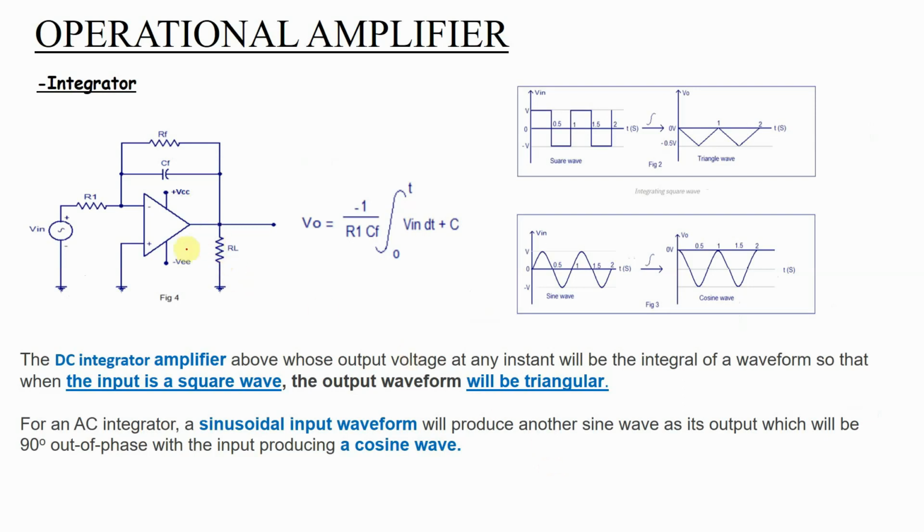Now, since this is an integrator, if our input is a square wave, our expected output will be a triangular wave, right? So if our input here is a sine wave, we are going to expect that the output should be a cosine wave. So that's why it is called an integrator.